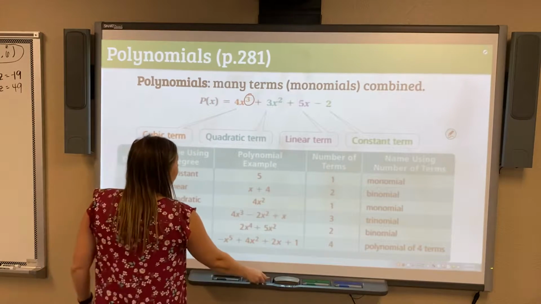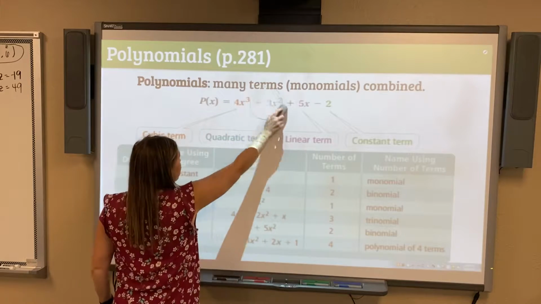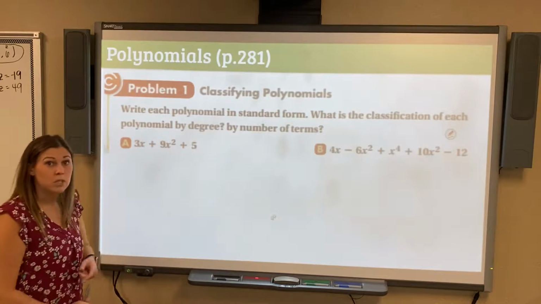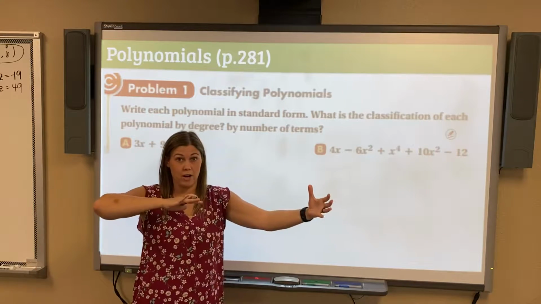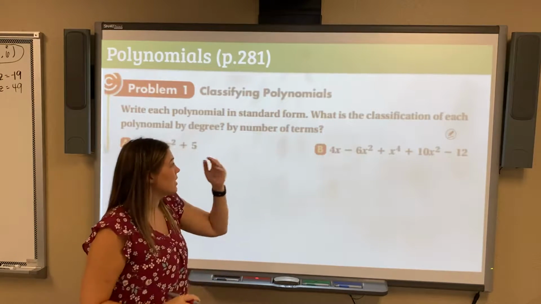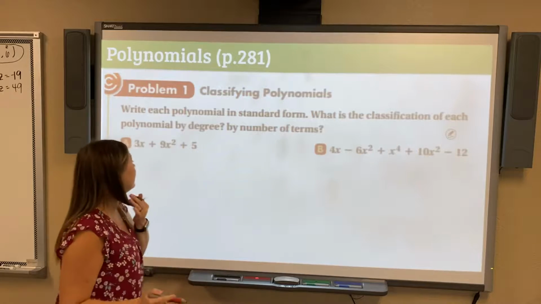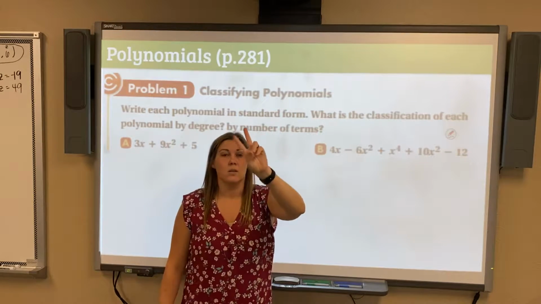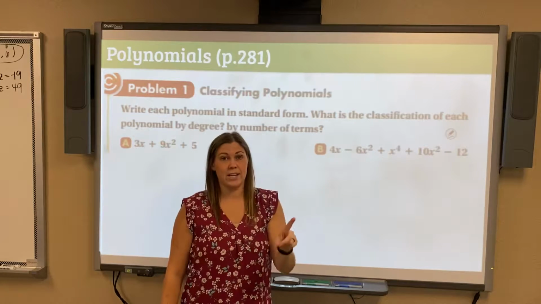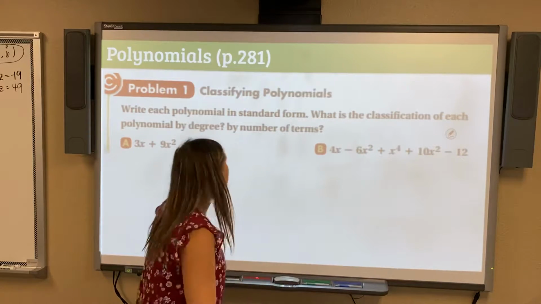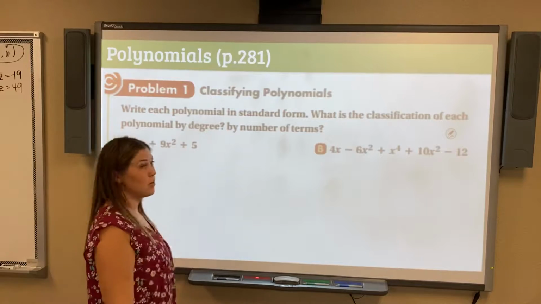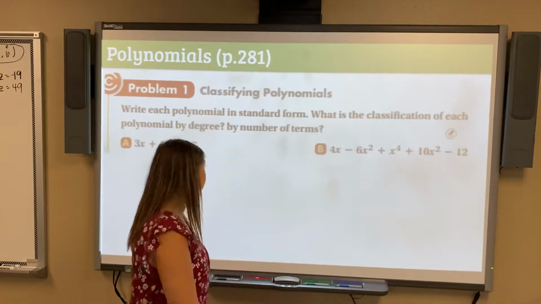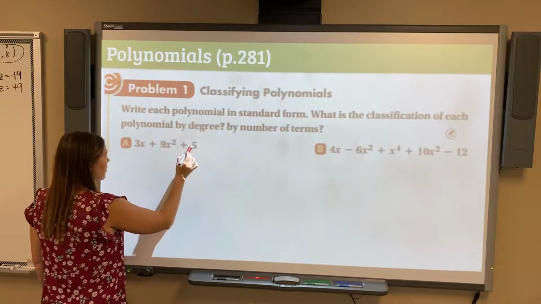So let's practice classifying some polynomials. First we have to write in standard form. Remember, decreasing order of exponents. Then what's the classification of each by degree and the number of terms? So we're looking for 2 words here: the degree, whatever that is, and then however many terms. In order to do it, we have to write it in standard form, so our exponents are in descending order.